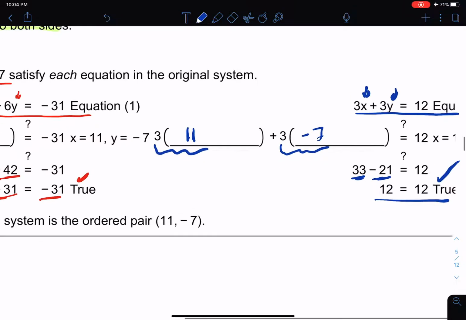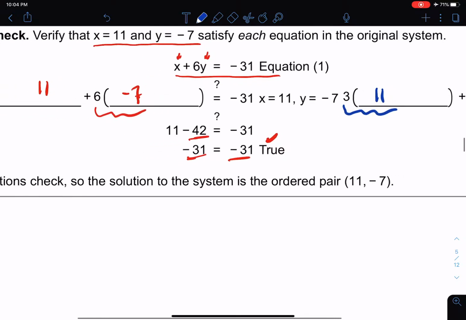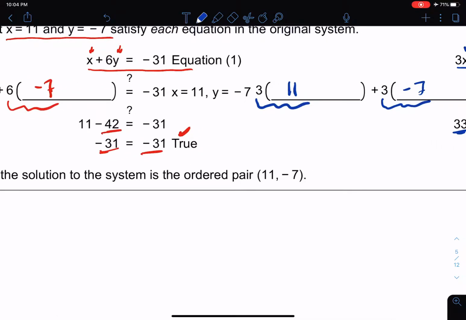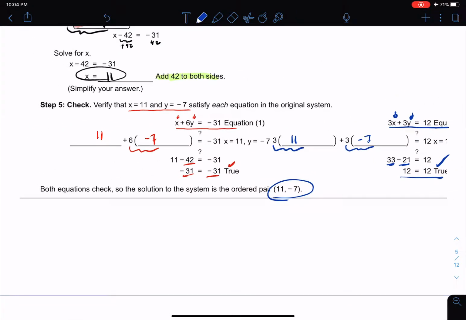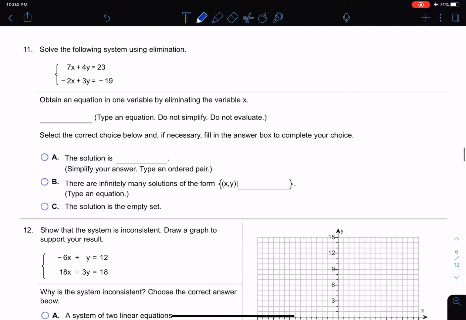So it turns out the system of equations, the answer is 11 comma negative 7. Okay, so that was our first attempt at addition elimination. Let's do the next one, also doing elimination.